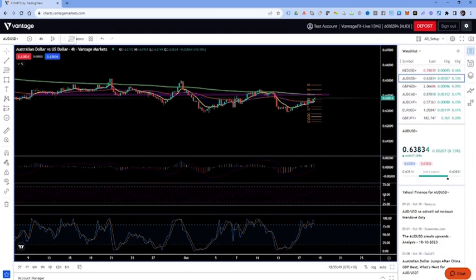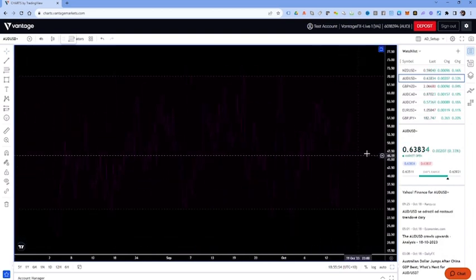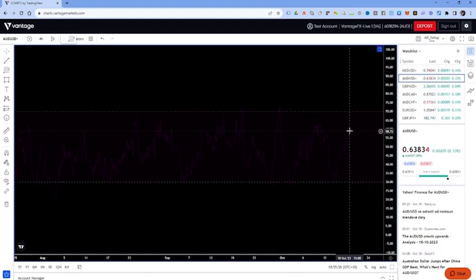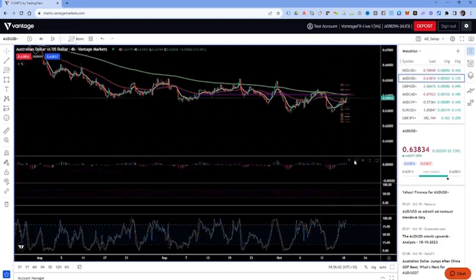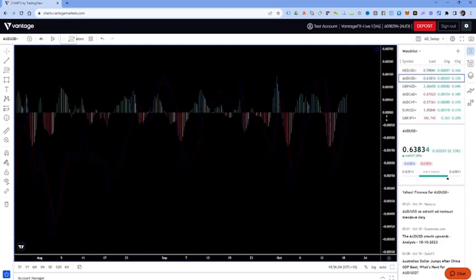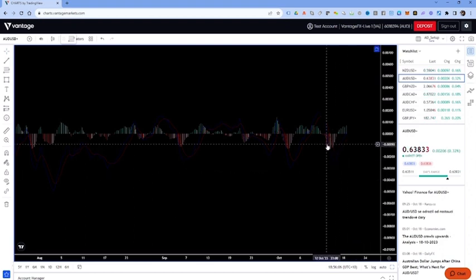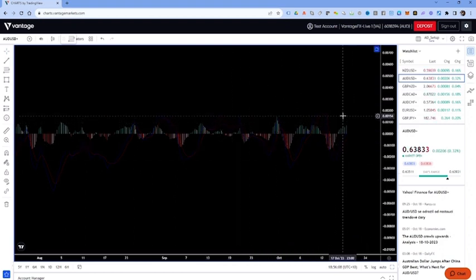RSI is not overbought yet. So if we can get the RSI above 70 as well, that will be a better signal. And then the MACD is again quite rangy. I mentioned before that we use this for divergence and convergence.